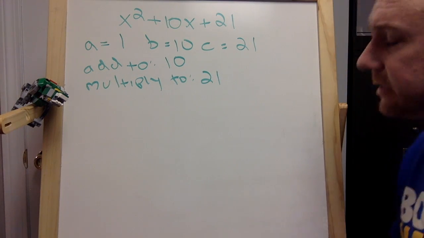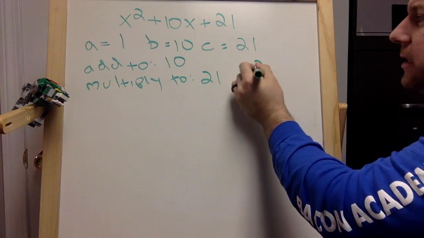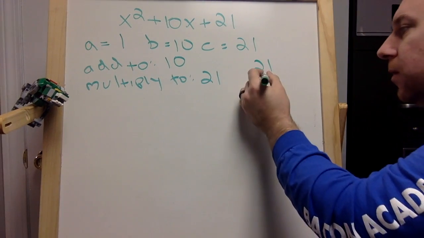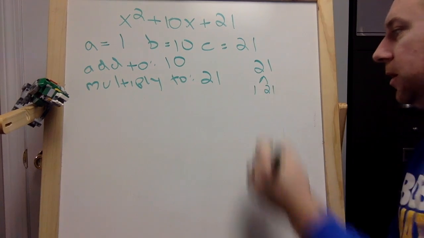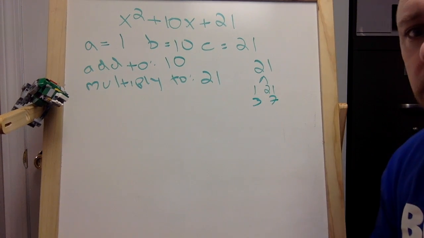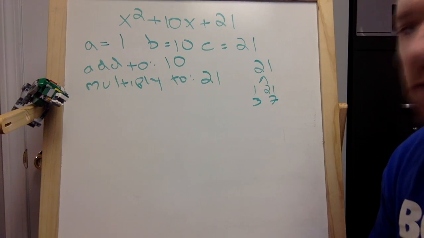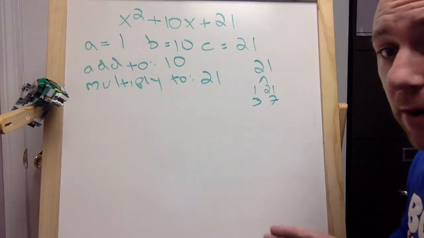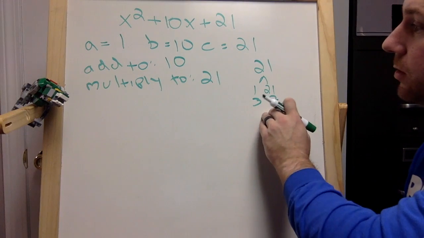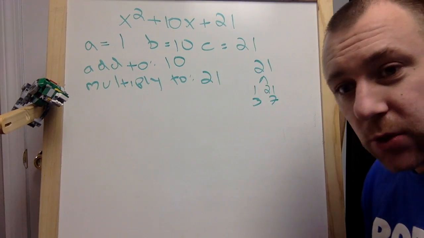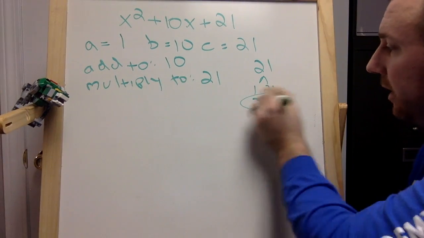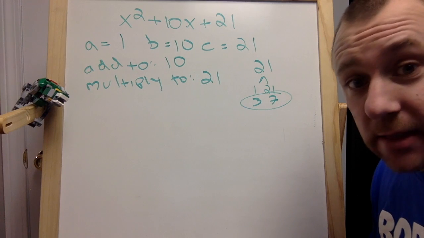I'm going to write down all the steps here. So the first step is I'm going to write down 21. And I'm going to write down what numbers multiply to 21. Well, I always write down 1 and 21, and then 3 and 7. That's it. So now I have to ask myself, both of these sets of numbers multiply to 21. Which one of these sets of numbers adds to 10? Obviously, it's 3 and 7.